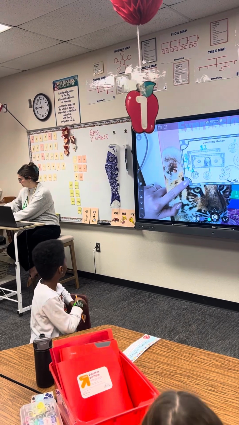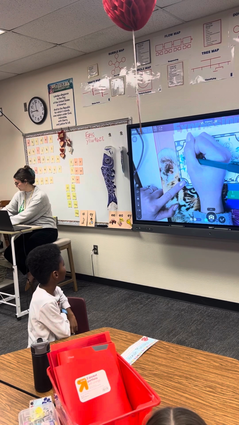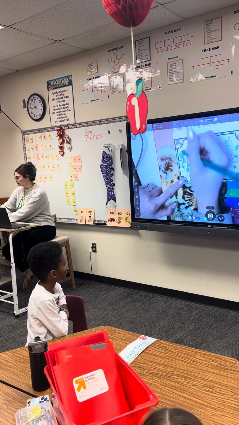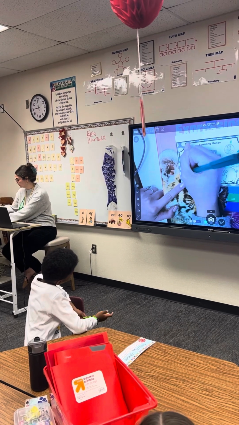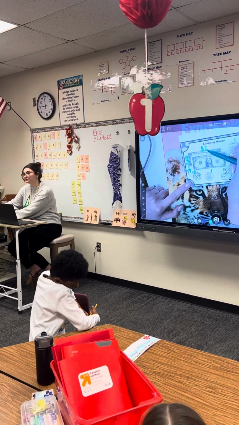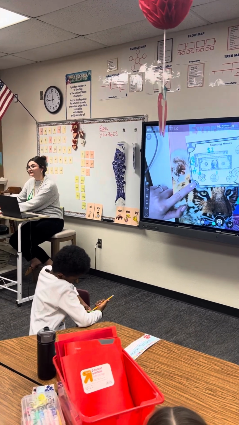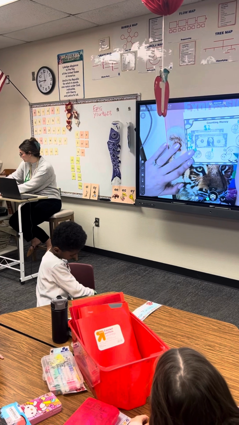Oh wait. Okay, we're gonna do it differently. Oh wait, no, that's right. Okay, so we have a 1 left over, so we have to bring it down. So then we have $2 and how many cents? 17. $2.17. I'll just write it right here.